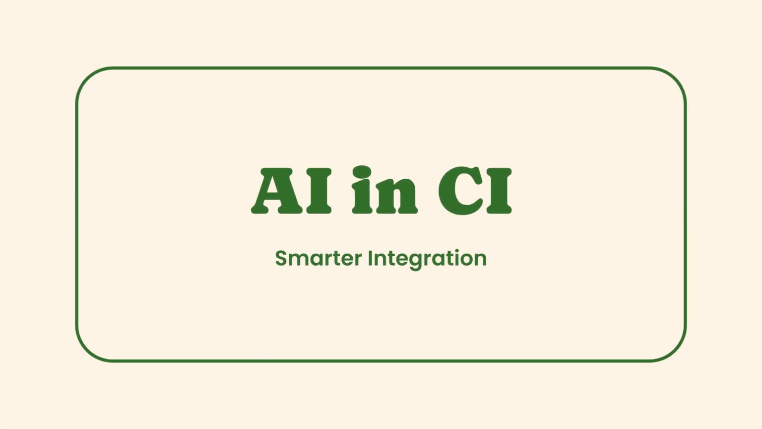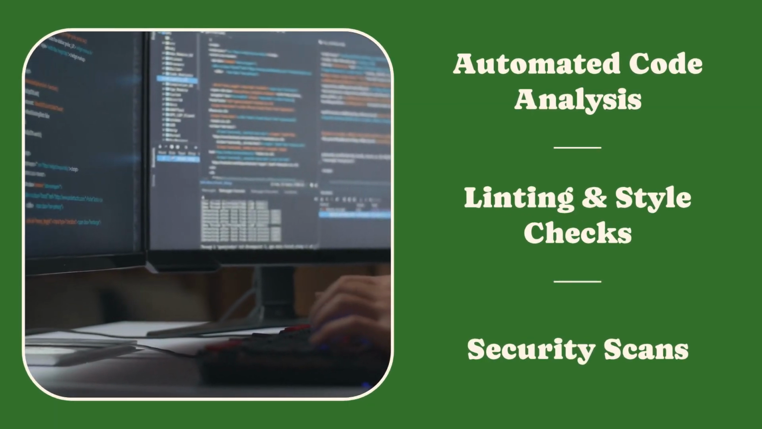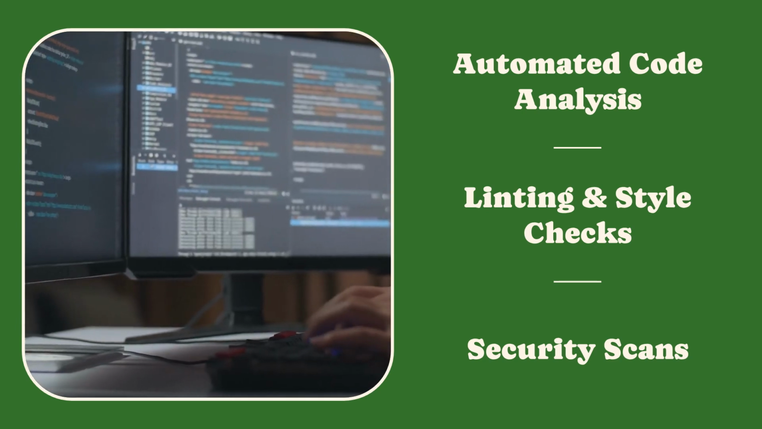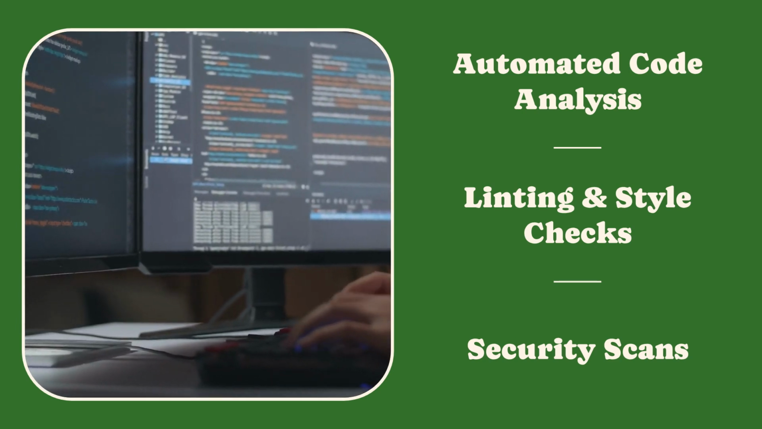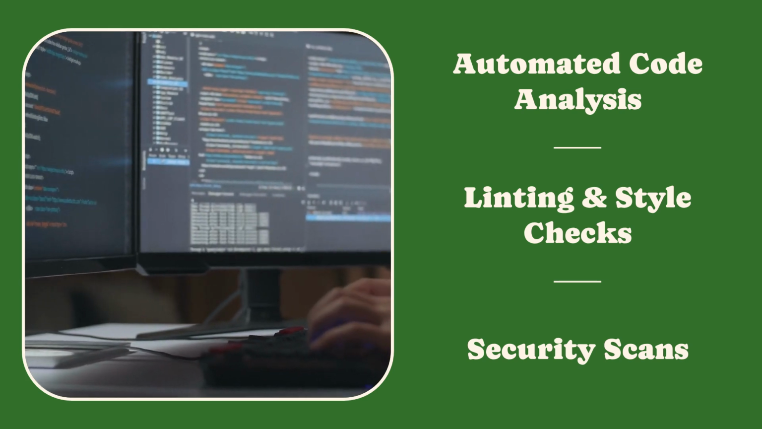Let's start with how AI enhances continuous integration, focusing on improving code quality and detecting issues earlier in the development cycle. AI-powered tools can perform automated code analysis and linting, identifying potential bugs, security vulnerabilities, and stylistic inconsistencies, all before human review, ensuring cleaner code from the start.